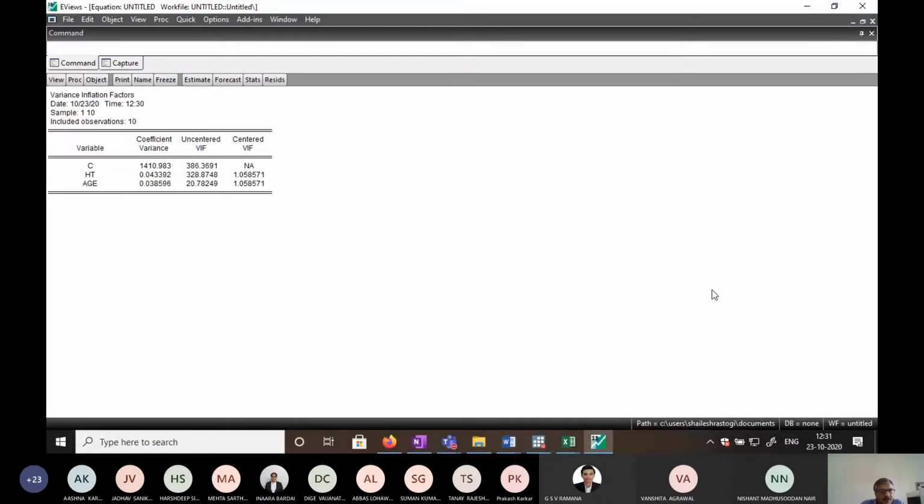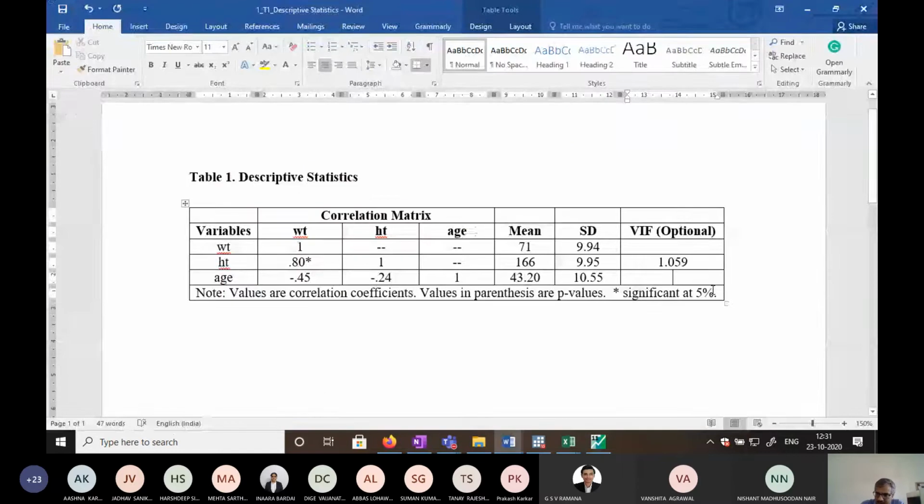And then we have got 1.59 again, for age also 1.05. These are the values of VIF. For the independent variables, there is no problem of variance inflation factor. So now this table is completed. Now we have the complete descriptive statistics table with the values of VIF and a brief discussion on multicollinearity.